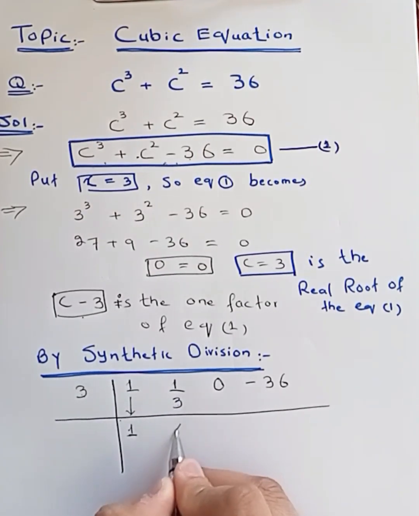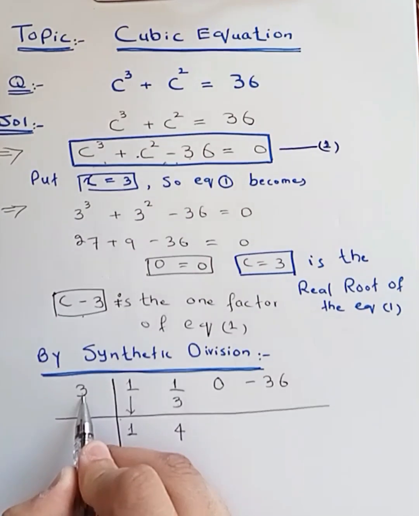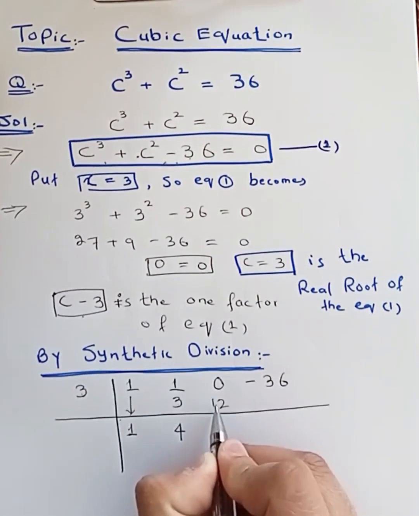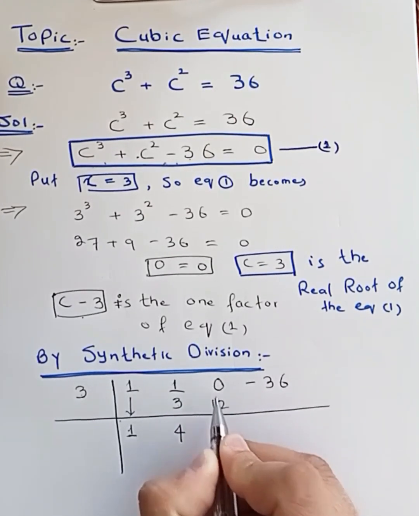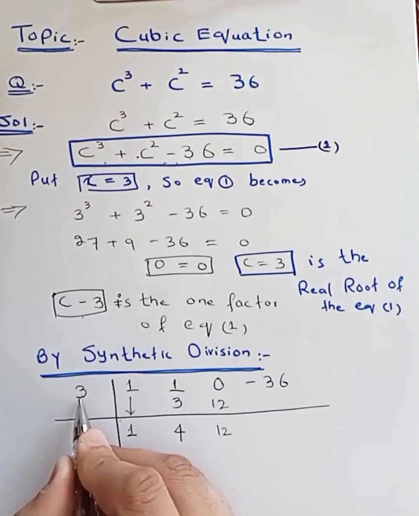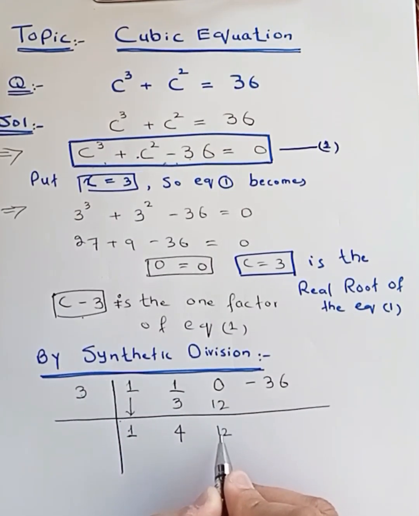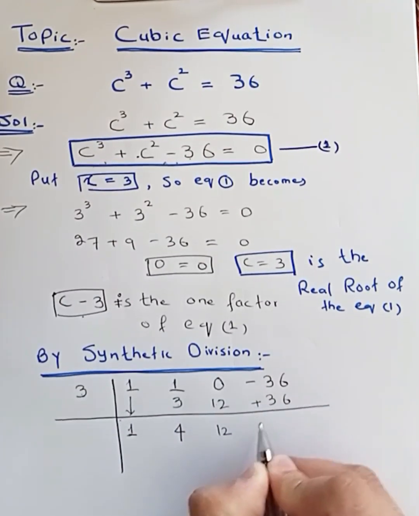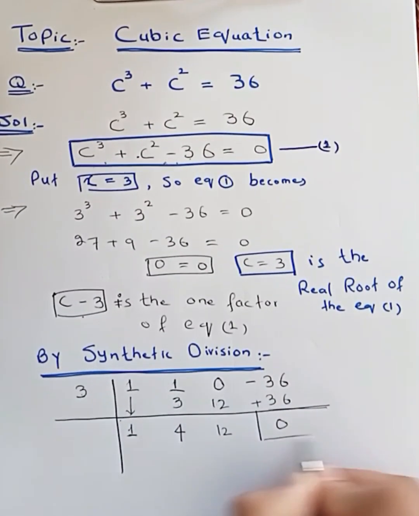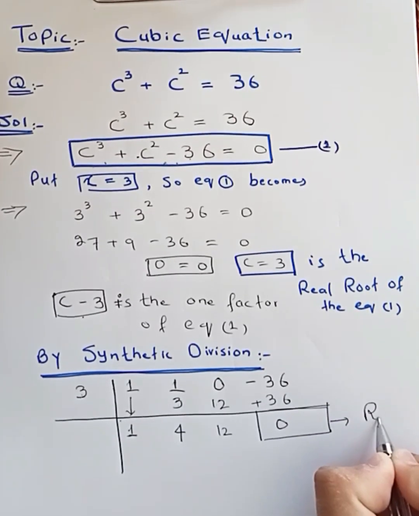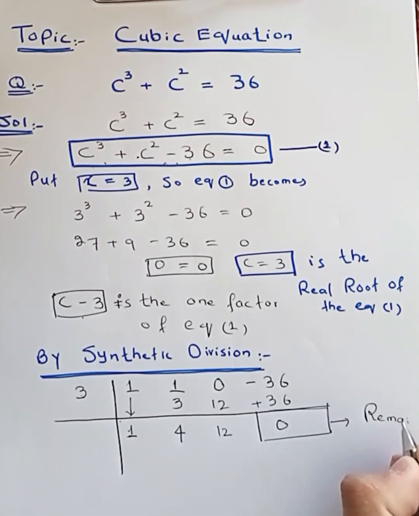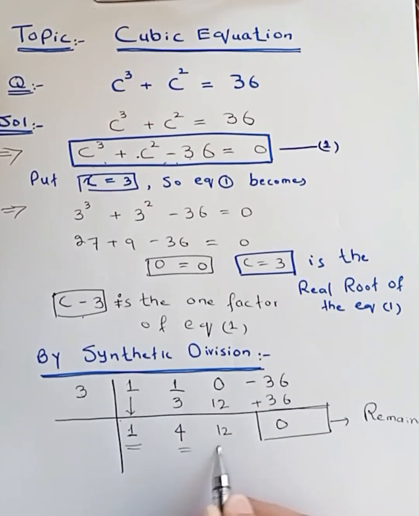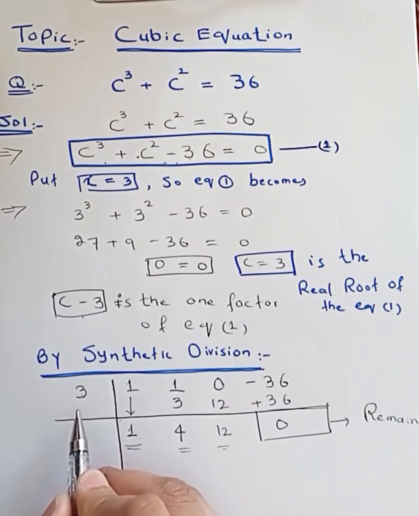Then we will add together: 3 plus 1 is equal to 4. Now we will again multiply this 3 with this 4, so this will become 12. We add these together, so 12 plus 0 is equal to 12. Now this 3 and 12 we will again multiply, so 3 times 12 is 36. So this will come out 36 plus minus 36, which is equal to 0. This is basically the remainder. So 3 is the root. One root has been found.